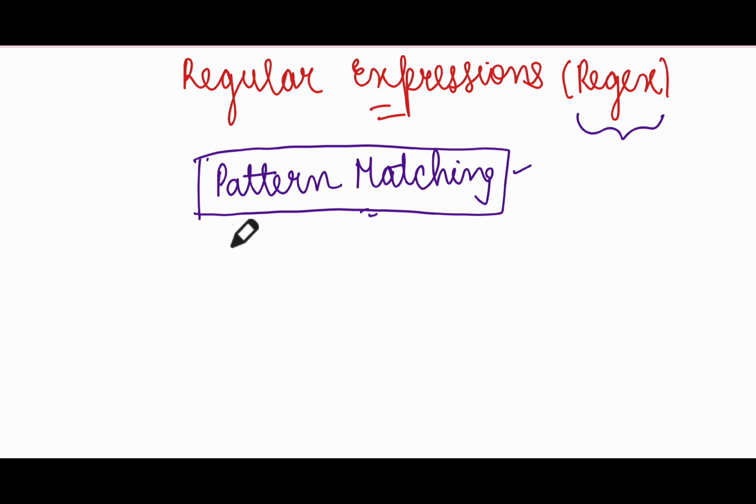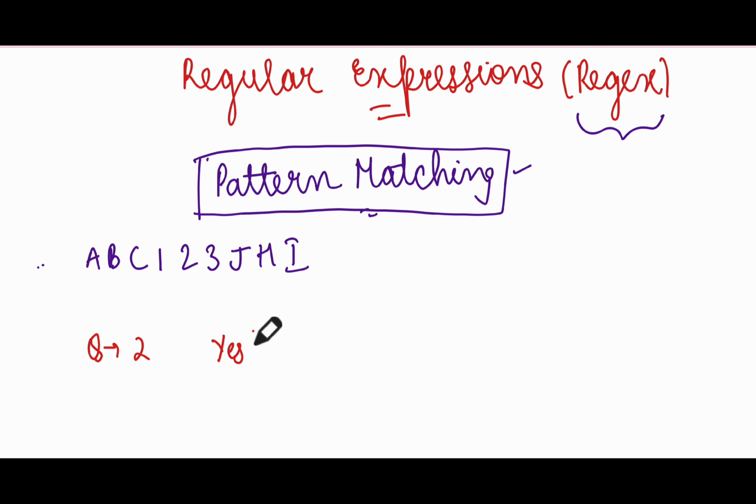Okay, so for example, let us say I have given you an alphanumeric string, for example, A, B, C, 1, 2, 3, J, H, I. And suppose I ask you the question: does this string contain the number 2? So can you reply to me with yes or no? So yes, you can reply. Okay, so you will say yes.